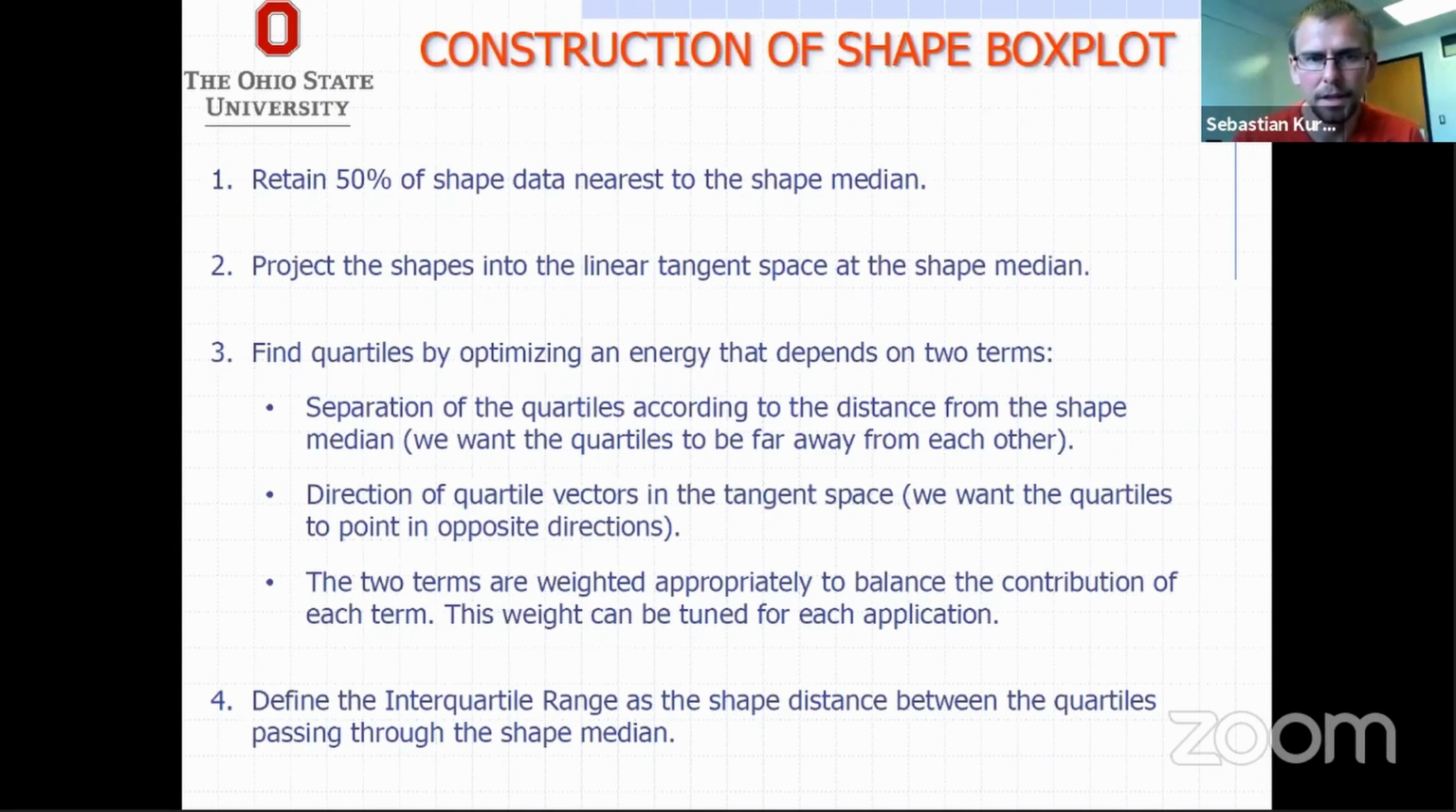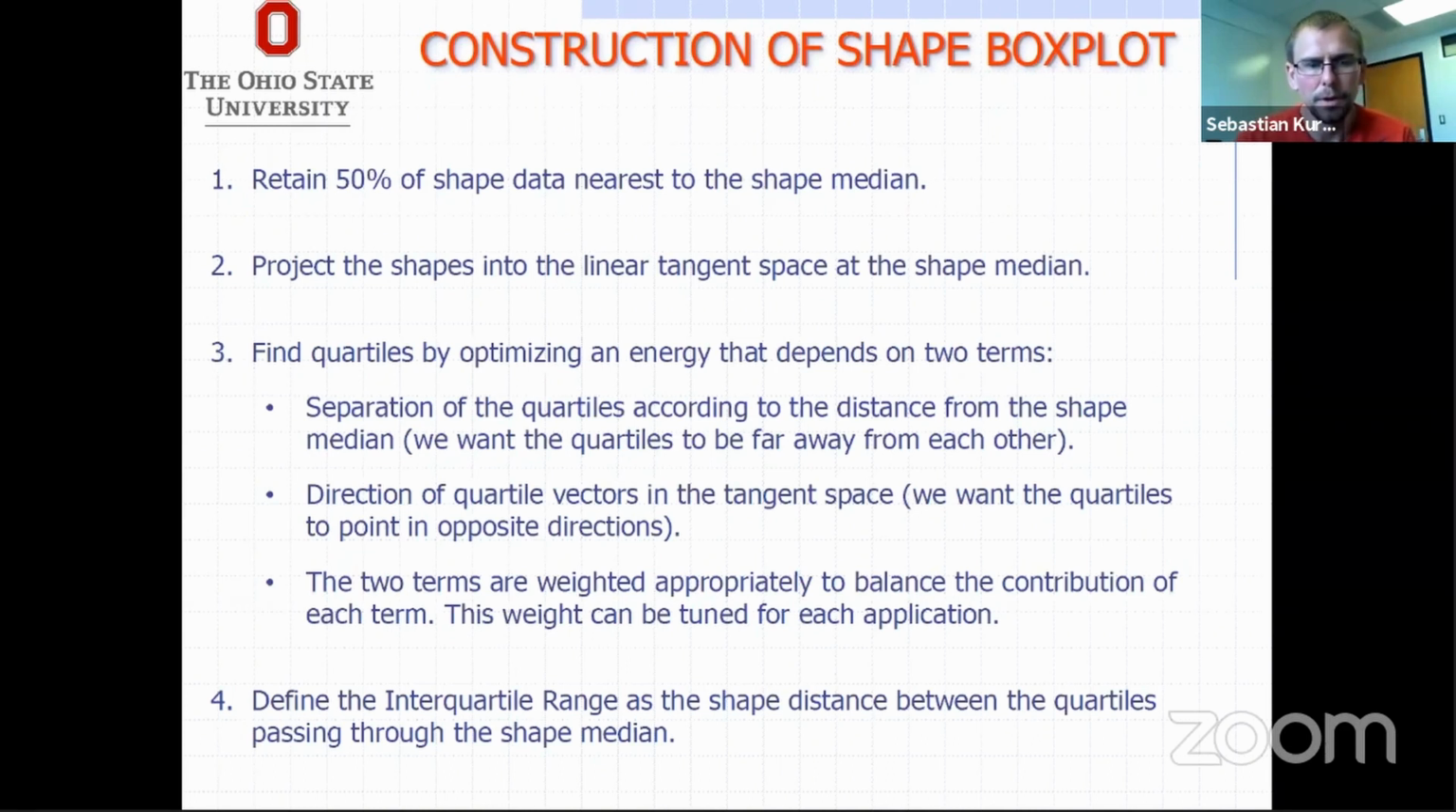And then in this linear space, we'll find quartiles by optimizing an energy that essentially depends on two terms. The first term captures separation of the quartiles according to the distance from the shape median. Essentially we want the quartiles to be far away from each other. And then the second term captures the direction of the quartile vectors. So we don't want to pick two of the quartiles that point in the same direction. We want them to also somehow capture the variability in this tangent space. There's flexibility in how this is done. So the two terms are weighted and one can tune the weight depending on the application.